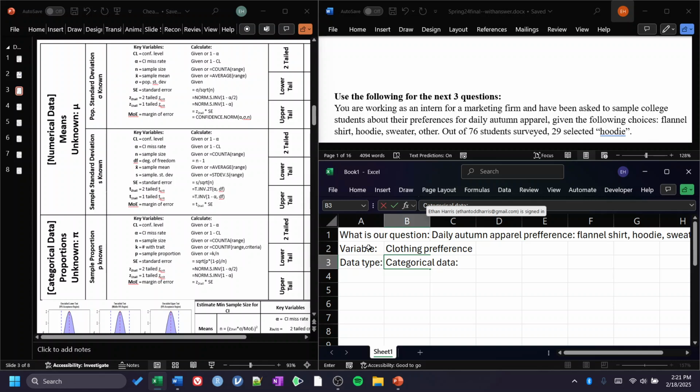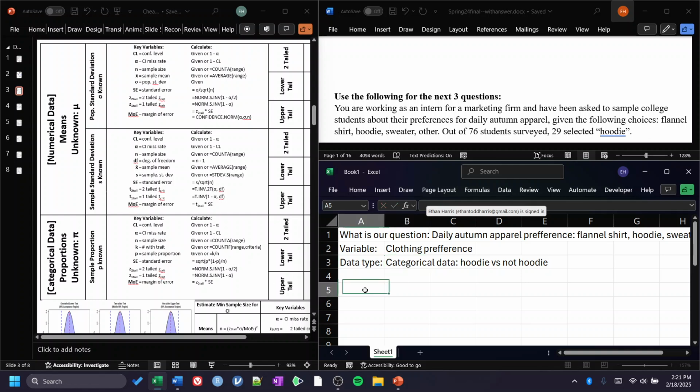Now, when we are dealing with categorical data in this class, we are so far doing what's called dichotomization. We have to take the data and make it one of two options, basically a yes or a no, a success or failure. Right now, what we are interested in is hoodie versus not hoodie. So we have the number of options and we have this hoodie and not hoodie.